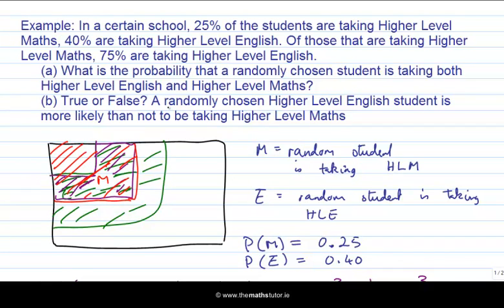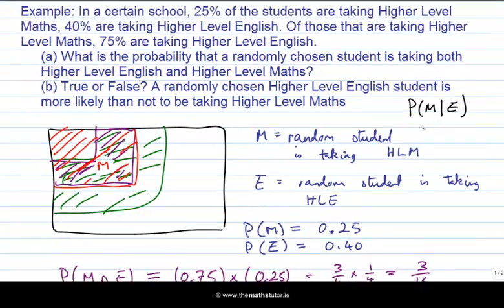So really what we want to work out there is a conditional probability. We want to work out P of M given E. So let me jot that down there. We want to work out the probability that a student is taking higher level maths given that they're taking higher level English. So we want this conditional probability here, P of M given E. Now let's see if we can use our multiplication law to calculate it.